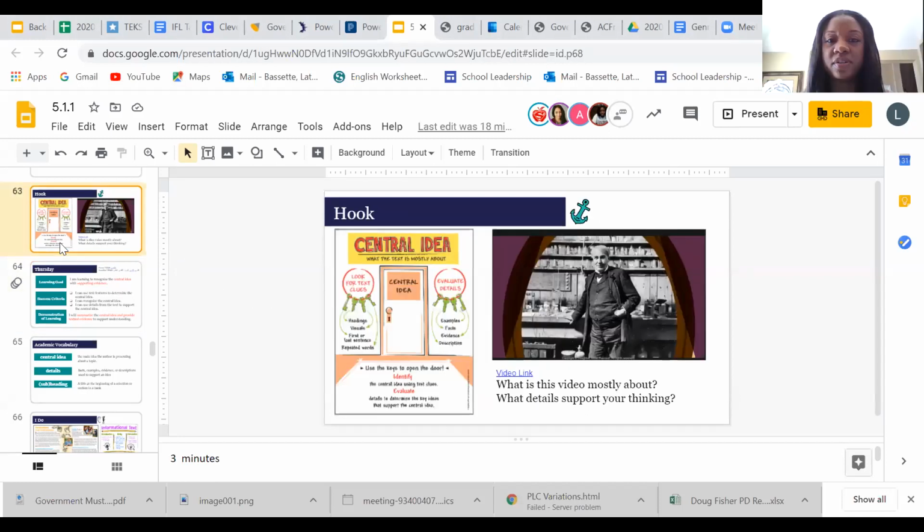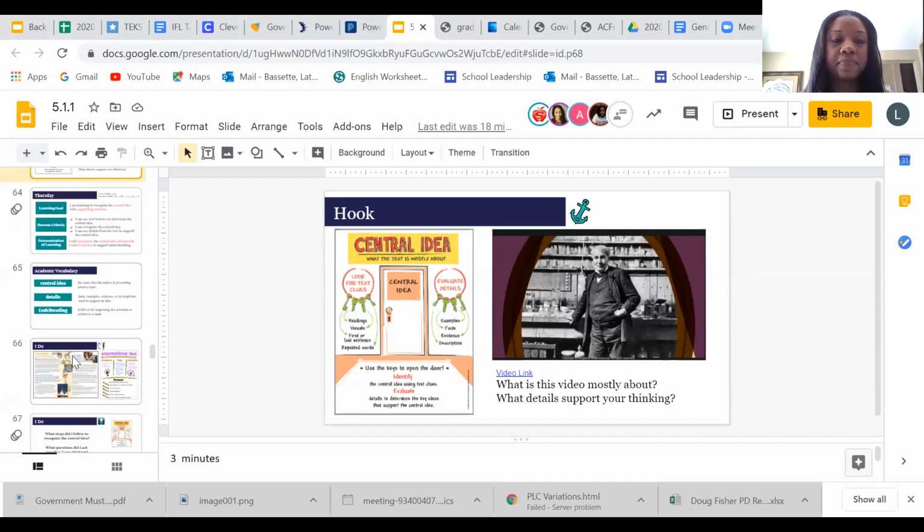And then of course, that's your central idea chart that you would have with the class. I would share the central idea chart with the class. So when we're looking at the central idea, we would look for the text clues, and then we would evaluate the details. And that's going to give us our central idea. So making sure those details support the central idea that we've discovered.